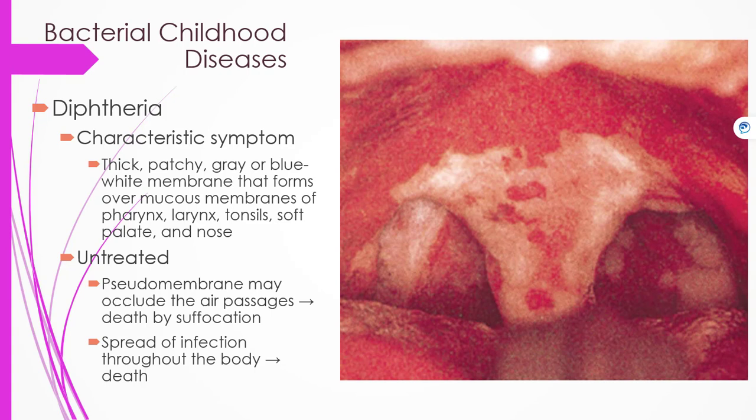The characteristic symptoms of diphtheria include a thick, patchy, gray, blue, or white membrane that forms over the mucous membranes of the pharynx, larynx, tonsils, soft palate, and nose. This is a picture of a child with a swollen neck due to diphtheria infection. Bacteria that causes diphtheria can get into and attach to the lining of the respiratory system, which includes part of the body that helps you breathe.